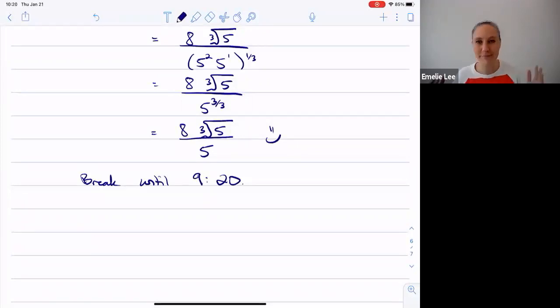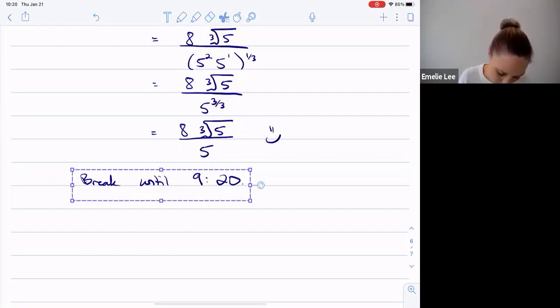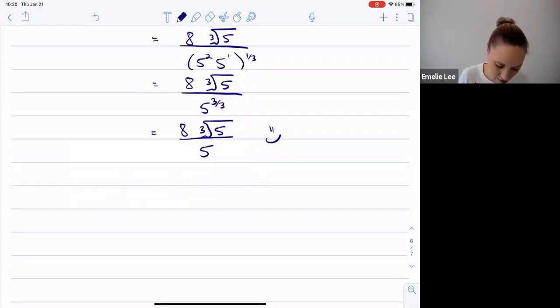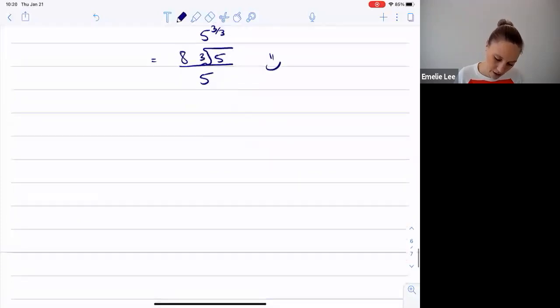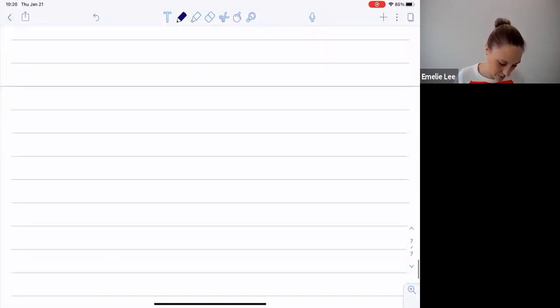So, welcome back. Let's just delete that. Great. So, put this on a fresh page because we're moving on to the next section, which is section 1.3, which is kind of cryptically called algebraic expressions. Now, that's not very telling.